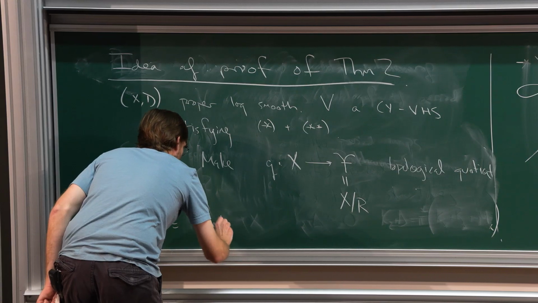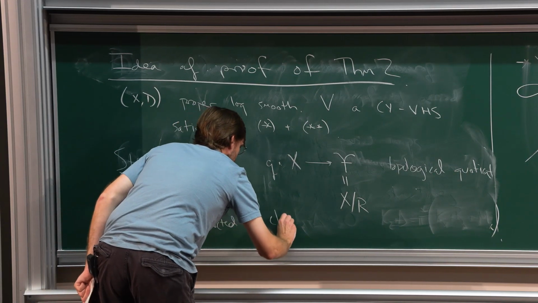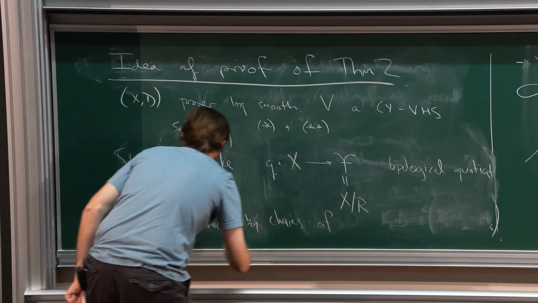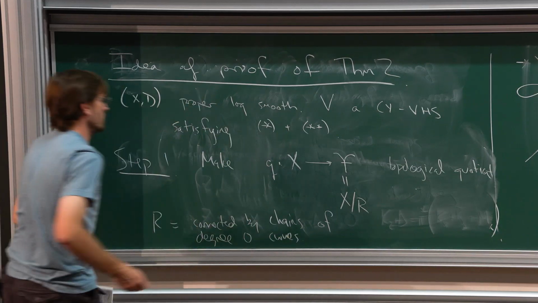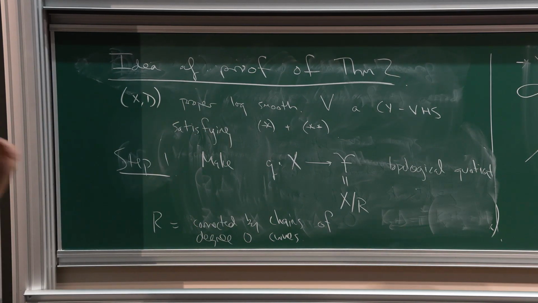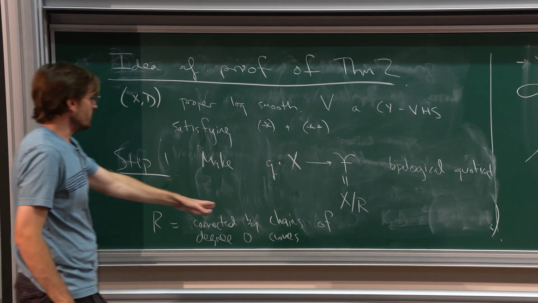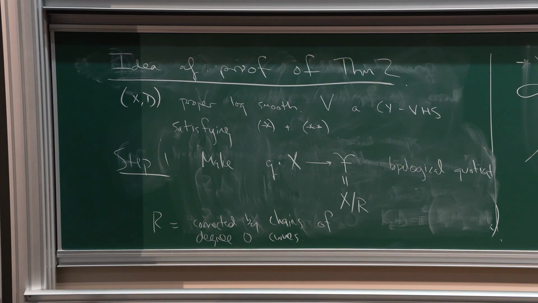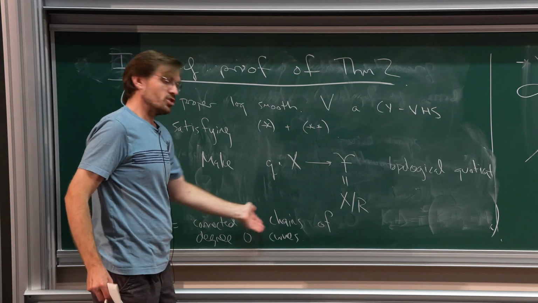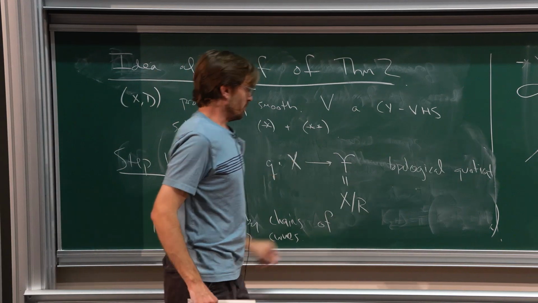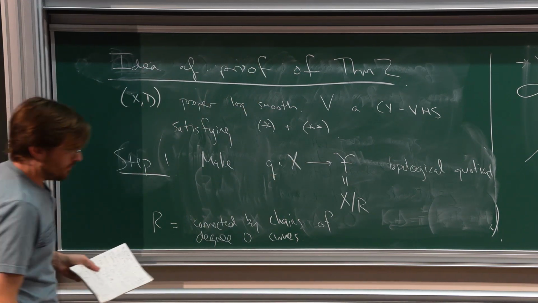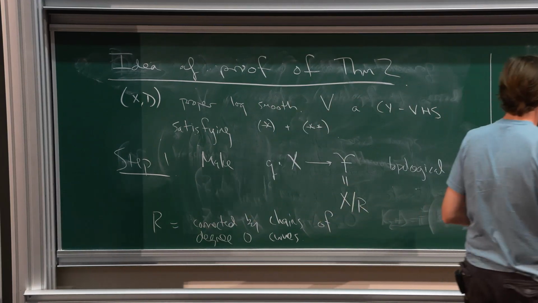Connected by chains of degree 0 curves. Okay, and a priori, if you bound the length of the chains and the degree of the curves, that's a finite type family. But a priori, these chains could get infinitely long. So it's not even clear that this is a reasonable topological space. Okay, so you have to prove that. So the lemma is that this is in fact an algebraic equivalence relation.